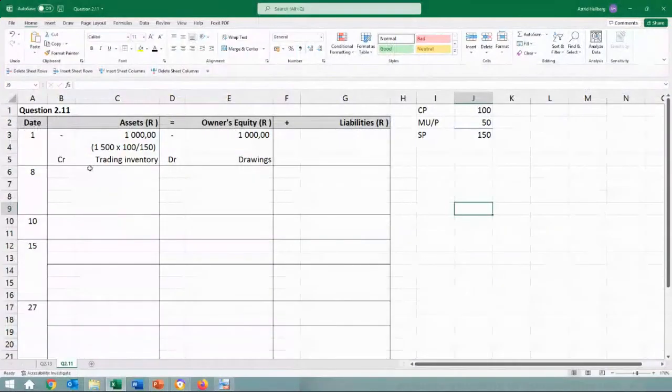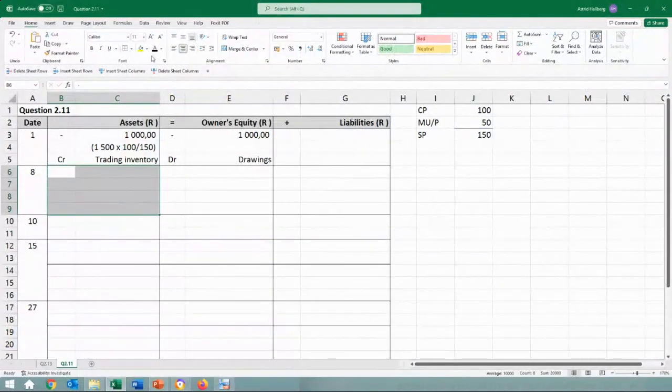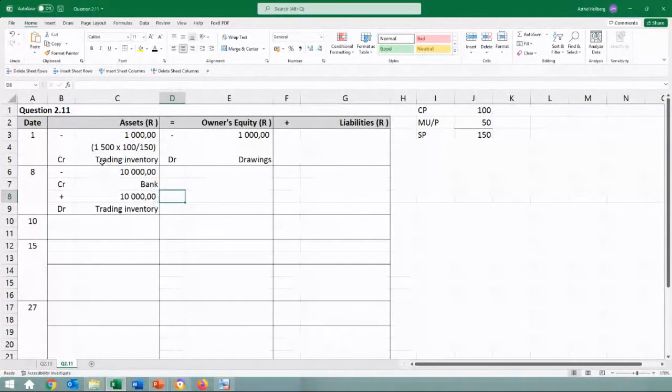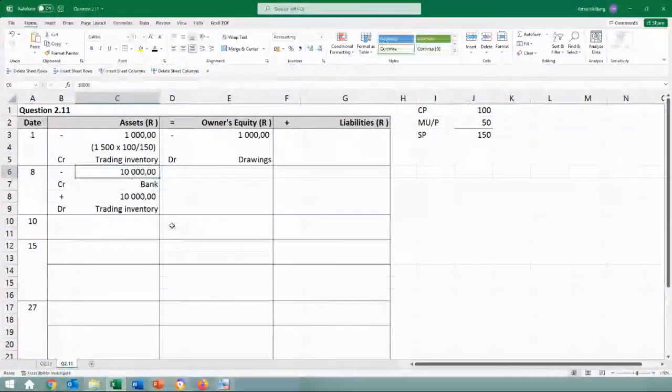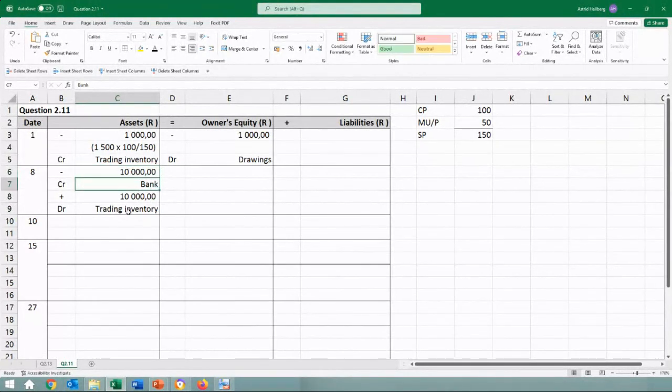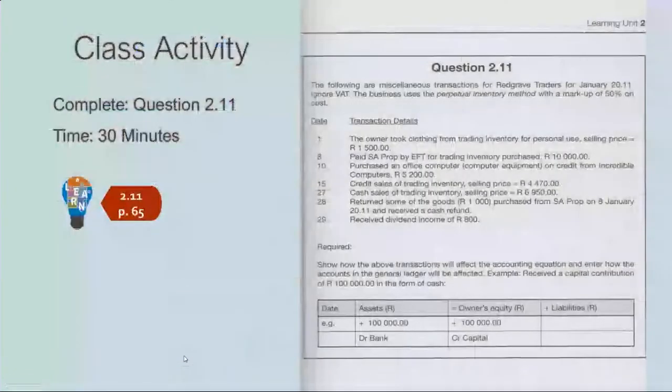So when I account for this transaction, both transactions will sit under the asset category. So it will increase and decrease with the 10,000 Rand, but it will just move from one account to a different one. So my bank account has decreased, but my trading inventory has increased with the same value. Okay, so that is how you account for the purchases.